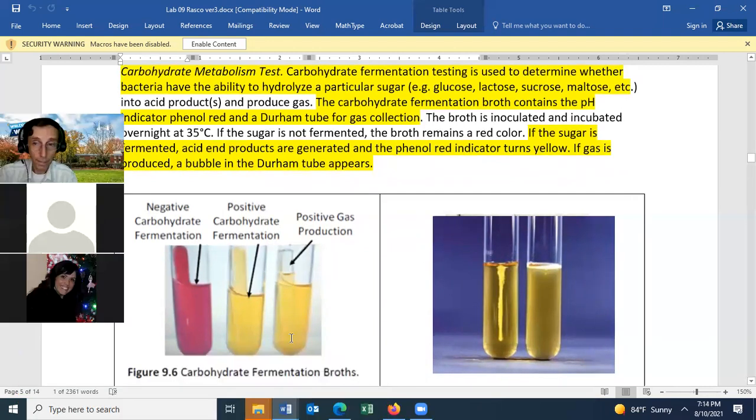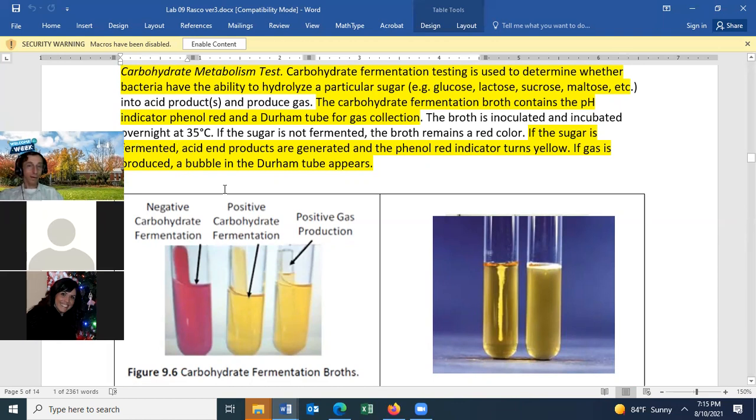Let me move this over here. So the tube has in it an inverted Durham tube, which you're seeing right there. And if gas is produced in fermentation, you'll see a bubble forming in the tube. This we call acid and gas, or AG, for this result. This result is A for acid. This result is negative, no fermentation of the sugar. Each of these carbohydrate metabolism tests is a separate test, meaning if you do phenol red glucose and phenol red lactose, that is 2 tests for your unknown project.